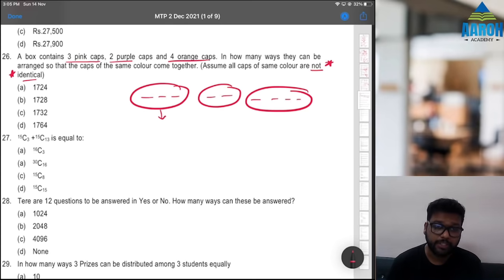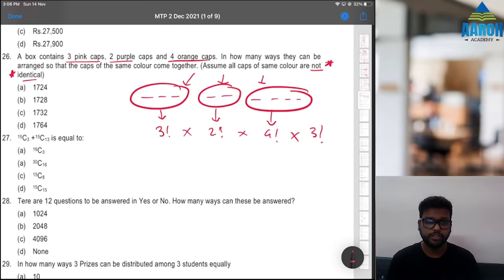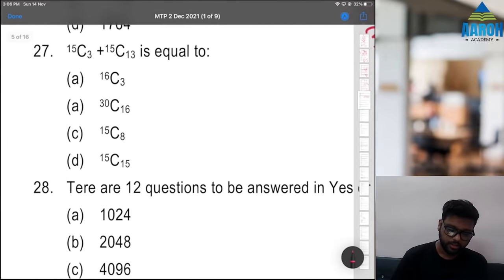These 3 pink caps can be arranged in 3 factorial ways. 2 factorial, 4 factorial, and is multiplication, and these 3 groups can be shuffled in 3 factorial ways. So answer will be 6 into 2 into 24 into 6, that is 1728, option B. 27 is a good one.